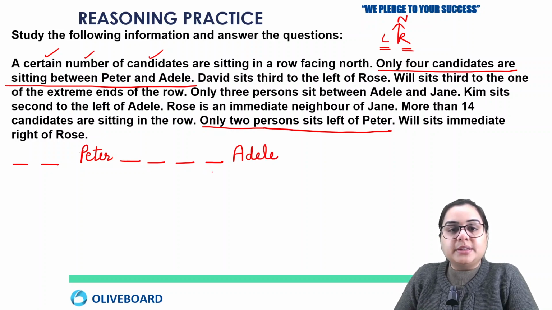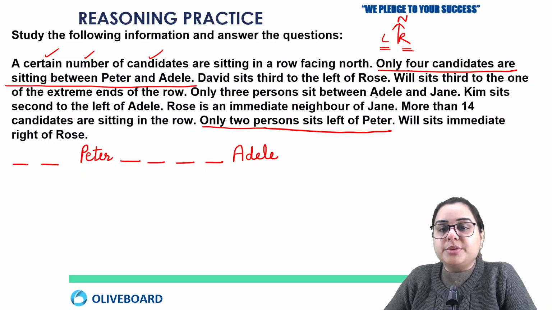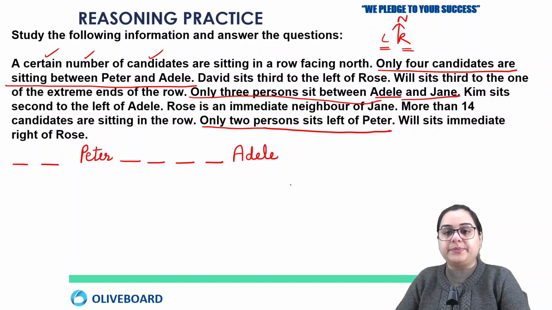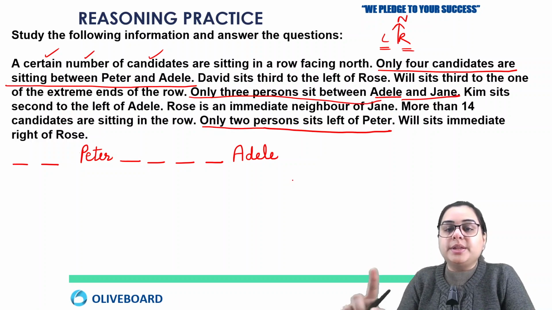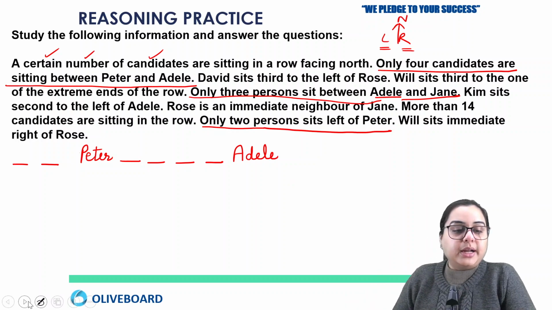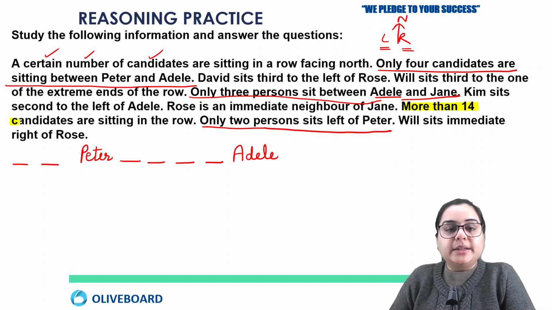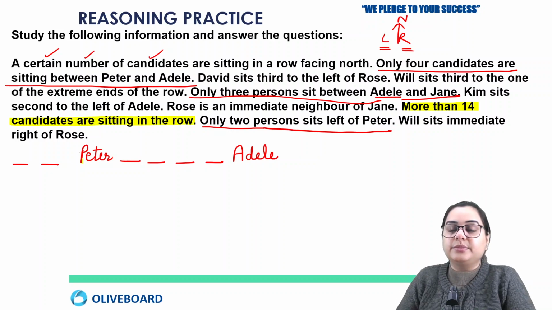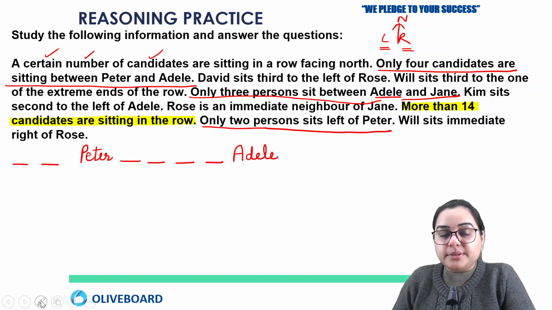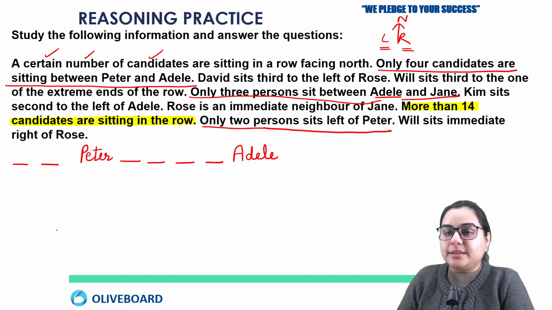Next, is there any other information related to Peter or Adele? Here you have some information related to Adele, that there are just 3 persons who sit between Adele and Jane. I'll just highlight some information here, that more than 14 candidates are sitting in a row. Just remember this information, that there are more than 14 candidates sitting in the row.